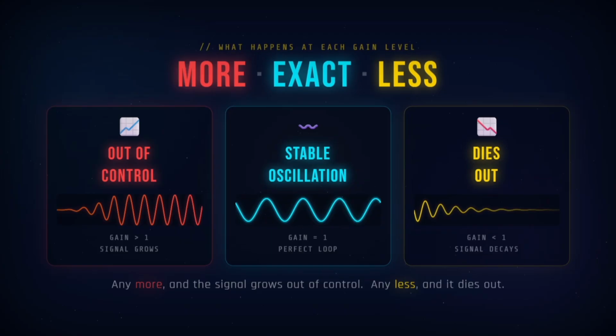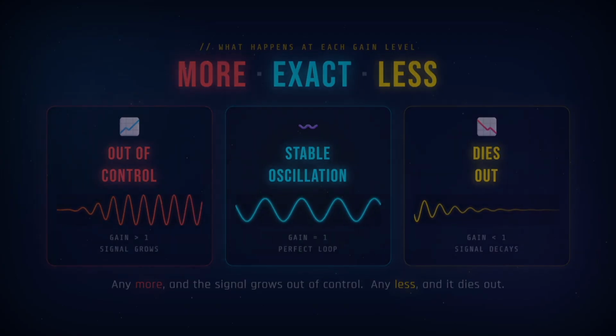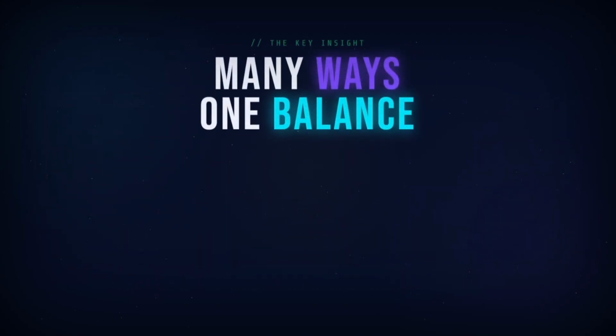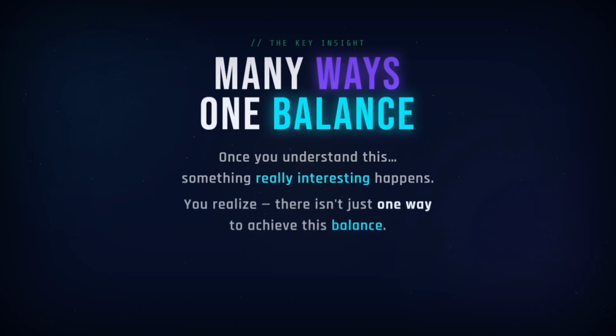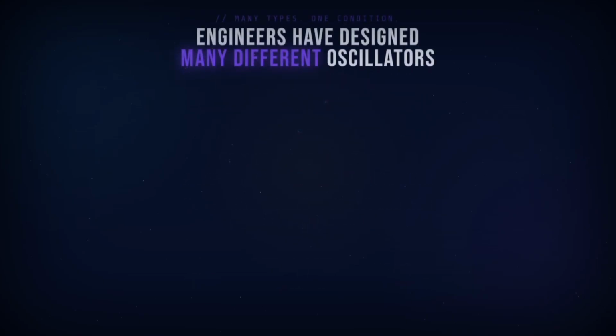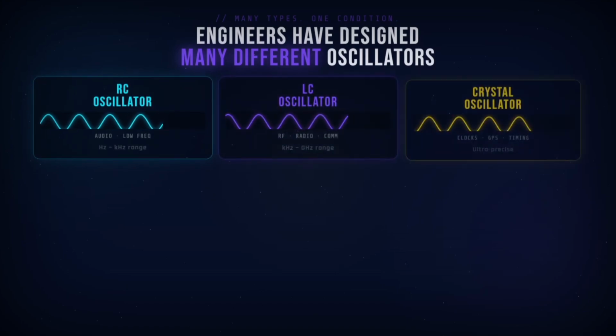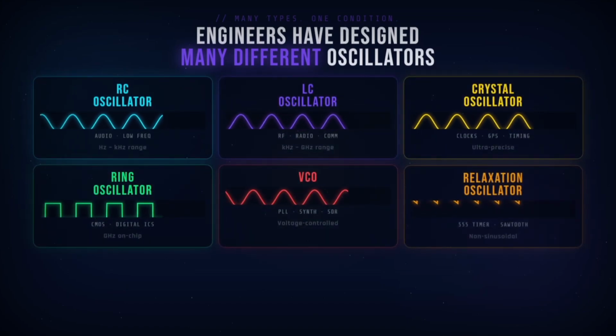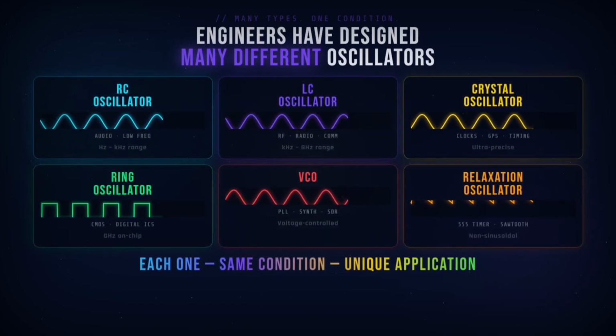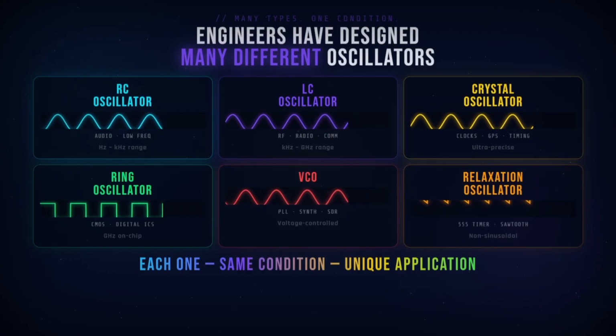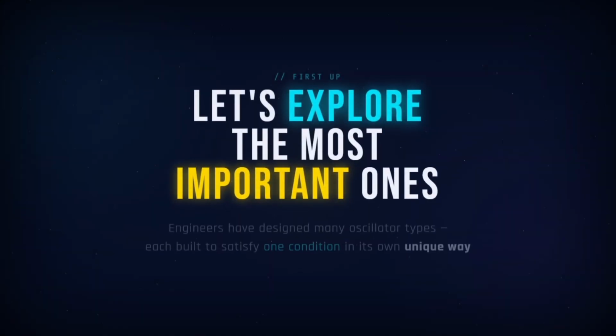And once you understand this, something really interesting happens. You realize there isn't just one way to achieve this balance. In fact, engineers have designed many different types of oscillators, each one built to satisfy this condition in its own unique way, and each suited for completely different applications. So let's explore the most important ones.